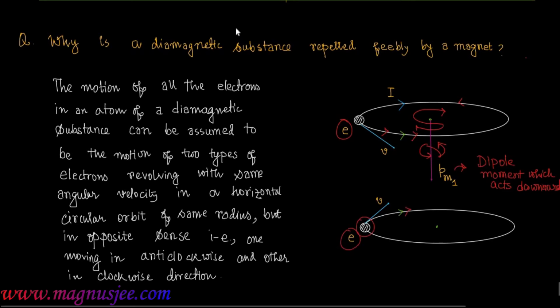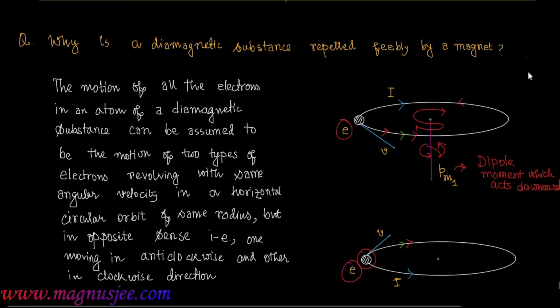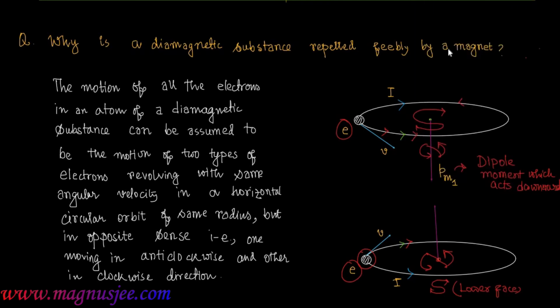Similarly, for the electron moving in the clockwise direction, the current I will be flowing in the anti-clockwise direction. In that case the lower face of this horizontal circular orbit behaves as a south pole, and a north pole is induced on the upper face of this horizontal circular orbit of revolution of the electron.